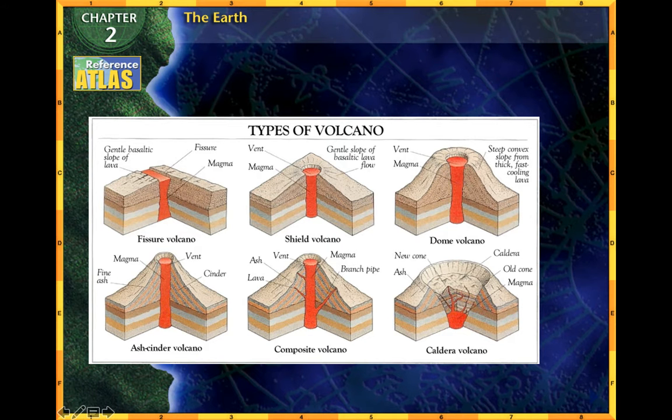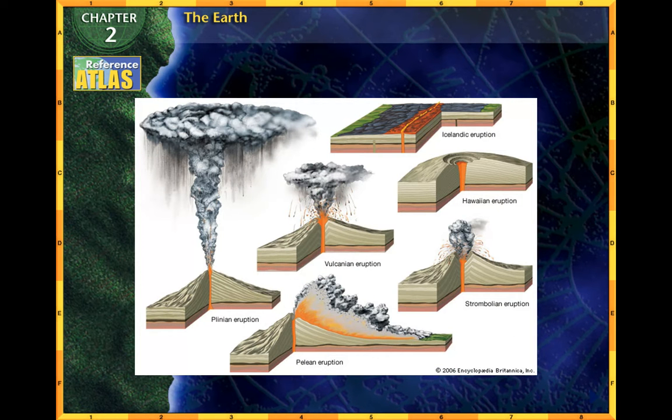The dangerous ones are actually your ash cinder composites, and your calderas are more like just kind of done. But your composites and your ash cinders are the ones that have the big explosions, and those can be very dangerous. Probably one of the most famous was Mount St. Helens in 1980. It literally, the entire mountain exploded, and it destroyed a lot of stuff, killed a lot of people.